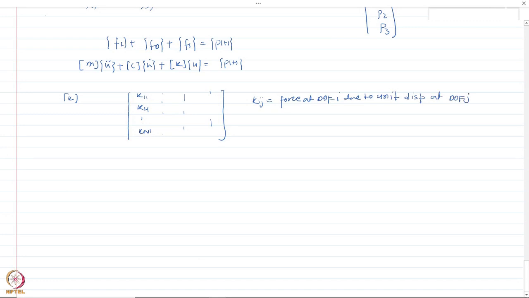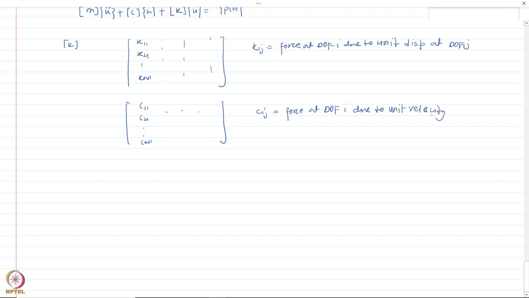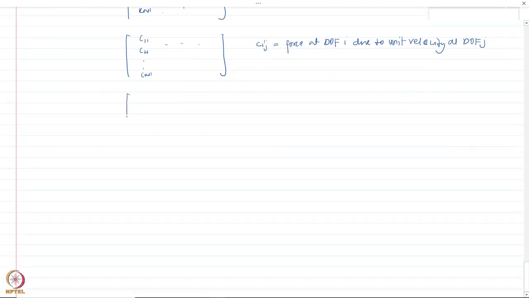And the same concept can also be extended for the damping matrix. Let us say C11, C21, CN1, and the damping matrix can be obtained assuming Cij would be the force at DOF i due to unit velocity at degree of freedom j. Similarly, the mass matrix can also be found like that.